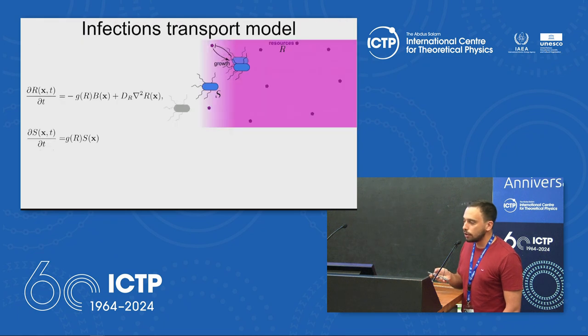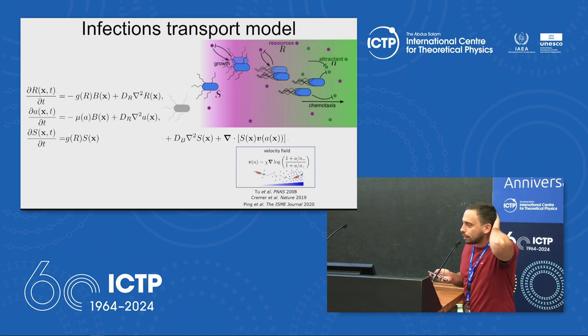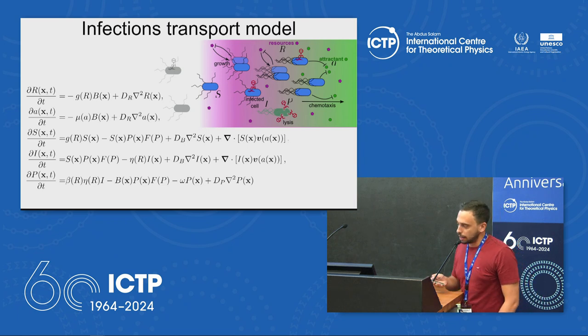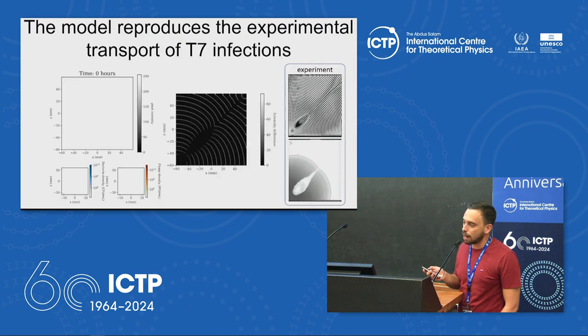To investigate what are the key drivers of this phenomenon, we studied a partial differential equation model where bacteria can consume resources and grow. Then we add an attractant that bacteria will consume, and they will generate a gradient, and then they will chemotact through a response curve that was characterized and exploited in several previous works. And then we add viruses that infect cells, which notably can chemotact, and then they kill them and produce copies of themselves.